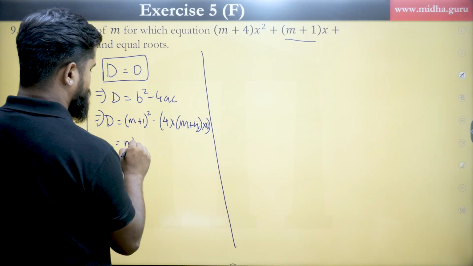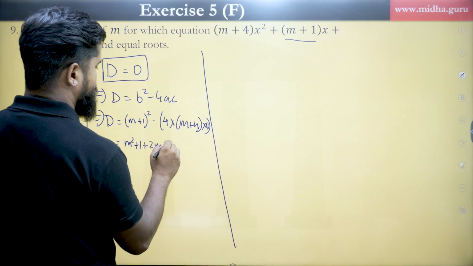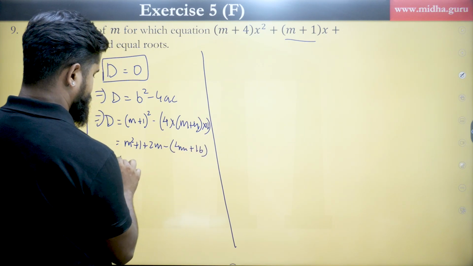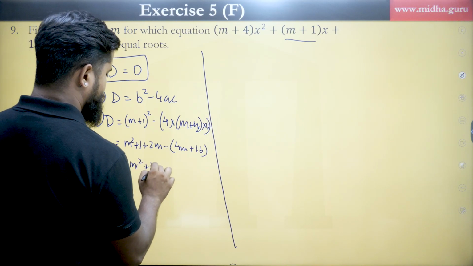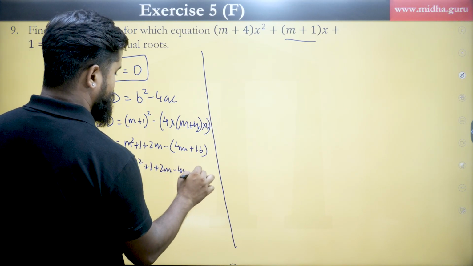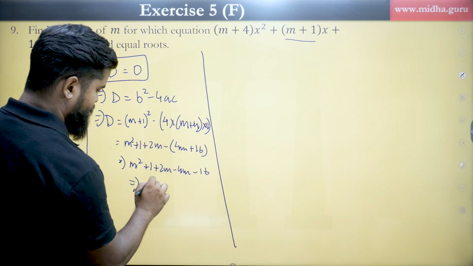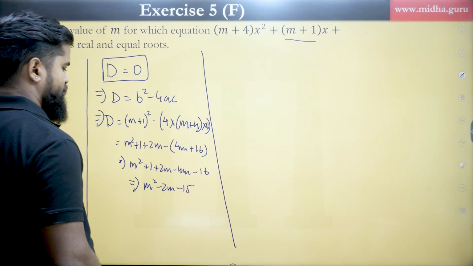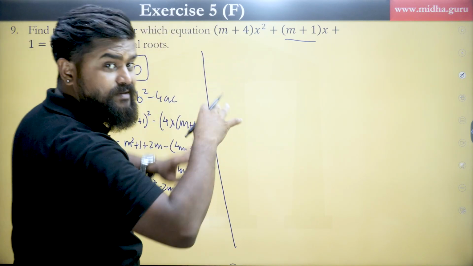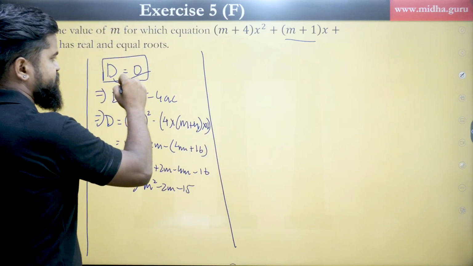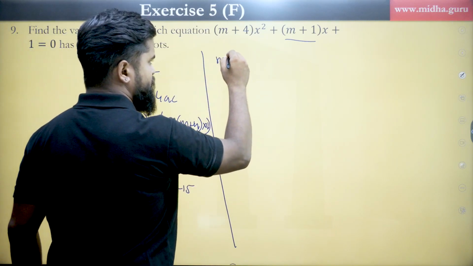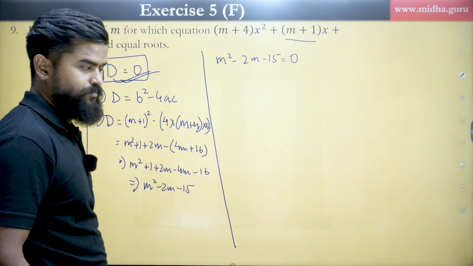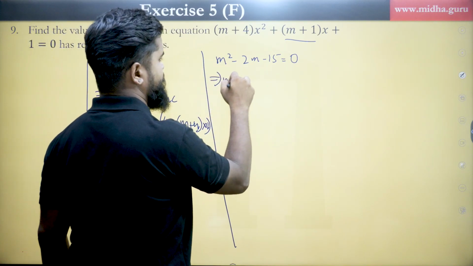So we have m² + 1 + 2m minus (4m + 16). When I open the brackets, I get m² + 1 + 2m − 4m − 16. It will be m² − 2m − 15. Now according to the question, this equation has real and equal roots, which means that this condition will be true. So this discriminant, m² − 2m − 15, will be equal to 0.